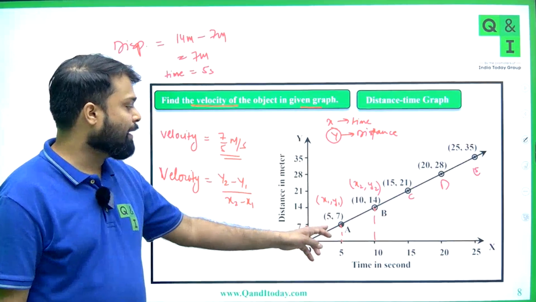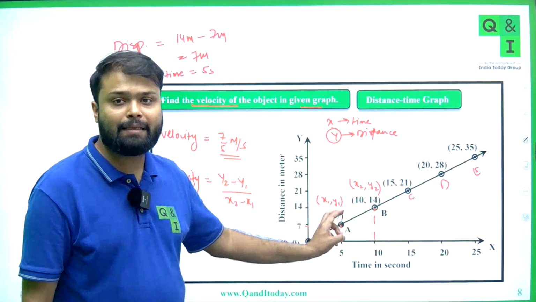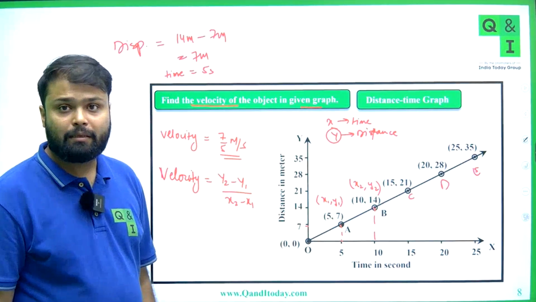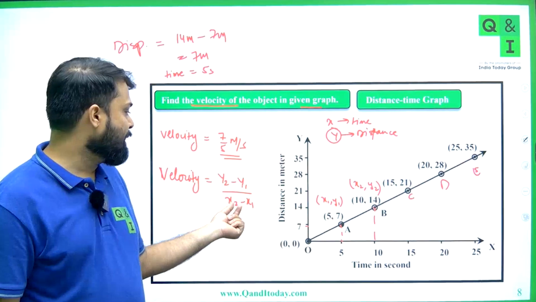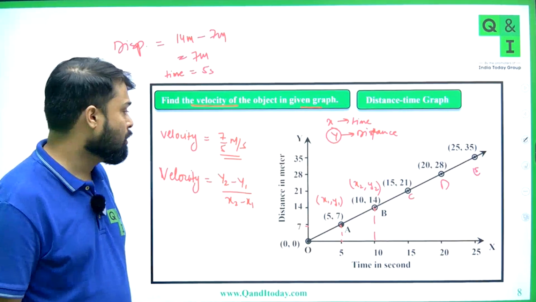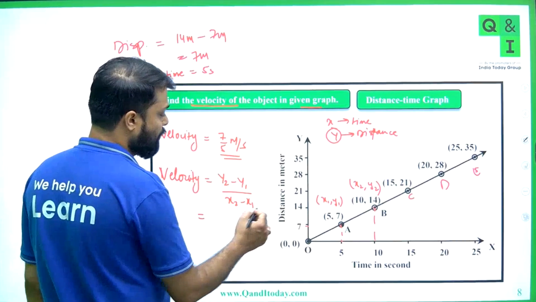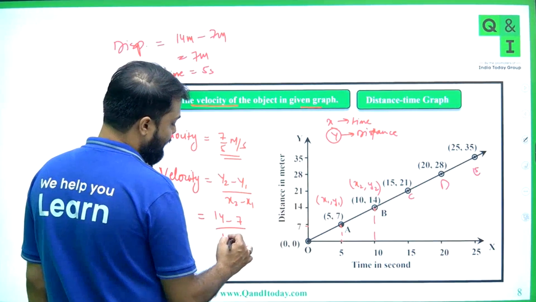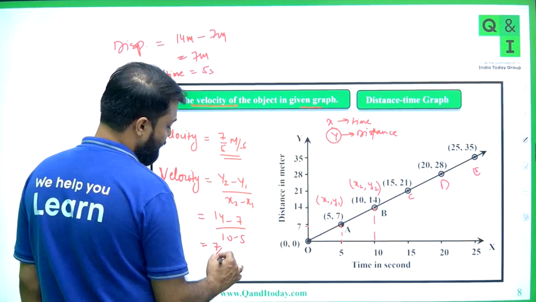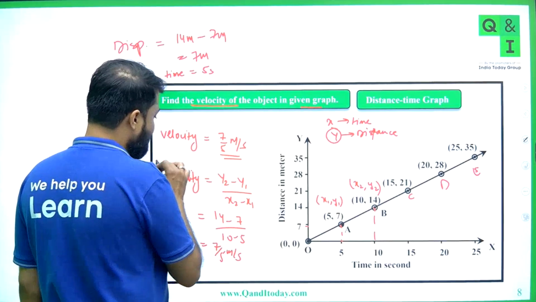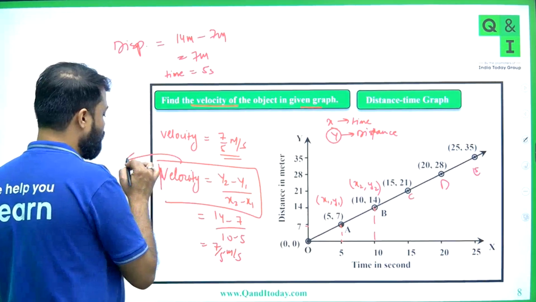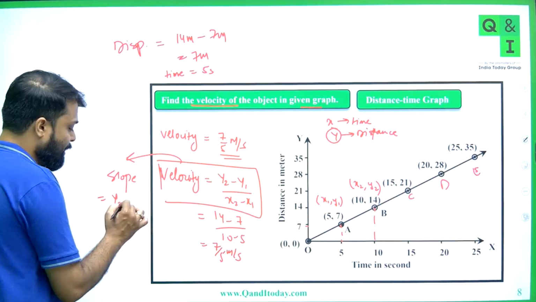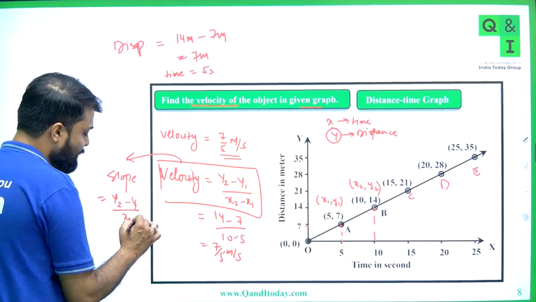If I'm talking about from A to B, B is the final position and A is the initial position. So final minus initial: y2 minus y1 is displacement, x2 minus x1 is time. Yes or no? Now put the values. y2 is 14, y1 is 7, x2 is 10, and x1 is 5. So this is equal to 7/5. And this we call slope. So slope is nothing but y2 minus y1 upon x2 minus x1.